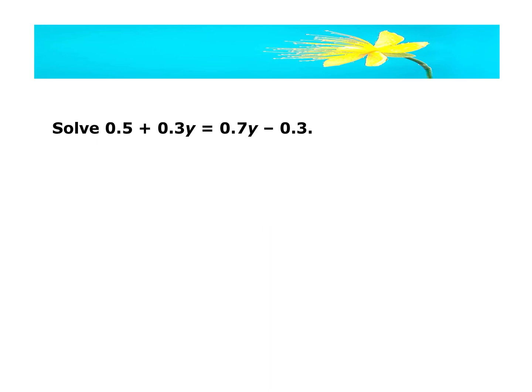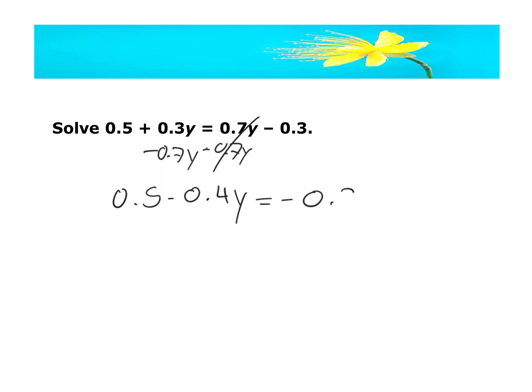So the first time around, we kept the y positive. Now let's make it negative. Subtract by 0.7y. So we're going to get 0.5 minus 0.4y is equal to negative 0.3. Again, it's still a subtraction, 0.7 minus 0.3. In this case, that 0.7 is bigger, so we keep the negative 0.4.